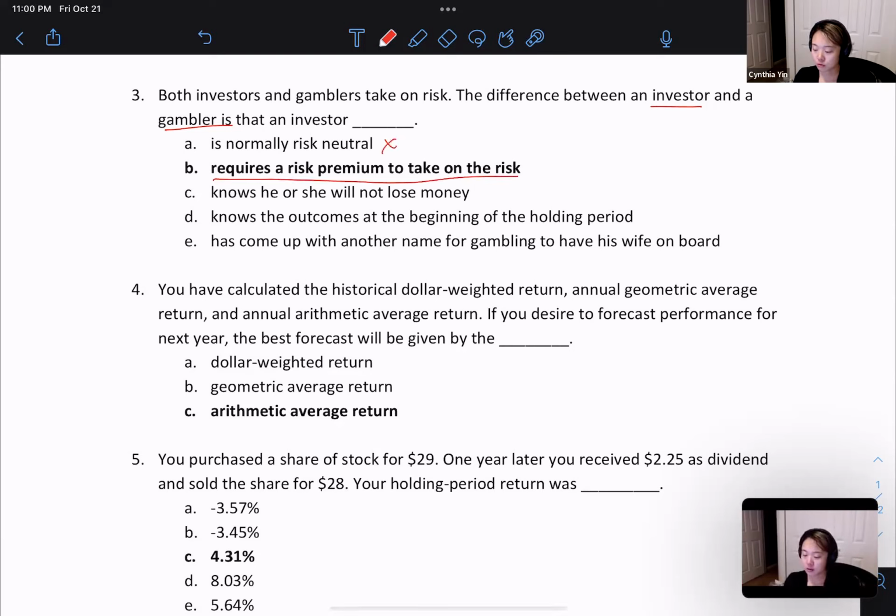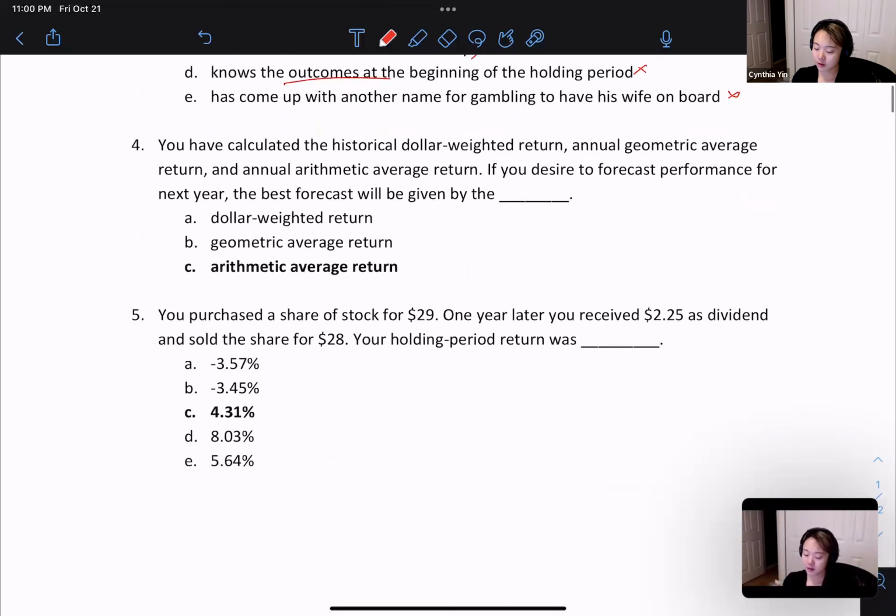Risk neutral is not true because investors require higher reward, a higher risk premium for higher risk. Knows he or she will not lose money, this is irrelevant, right? Knows the outcome, no one knows unless God. Has come up with another name for gambling, it's irrelevant. So again, B should be very obvious. It's about whether for more risk you need more risk premium. If yes, then you're an investor. If no, then you're a gambler.